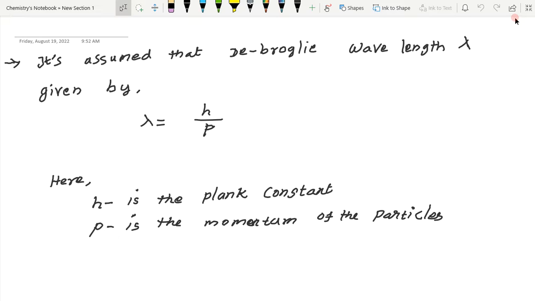It is assumed that the De-Broglie wavelength lambda is given by the expression lambda equal to h upon p. Here h is the Planck constant, p is the momentum of the particle.